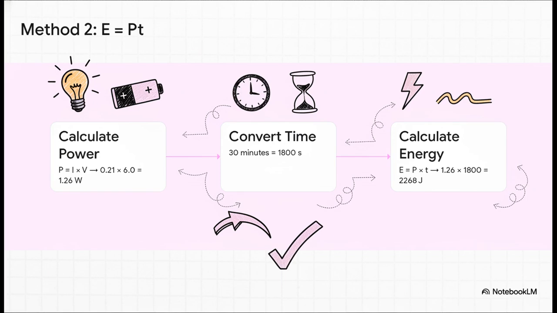You still have to do that time conversion to get 1800 seconds. Then you just use the energy transfer equation, E equals P times T. So 1.26 watts times 1800 seconds. And look at that, it gets you to the exact same answer, 2,268 joules. The takeaway here is that multiple paths can lead to full marks, as long as your physics is solid.